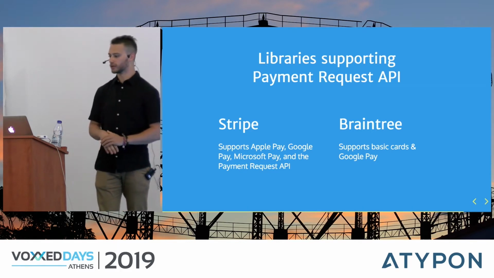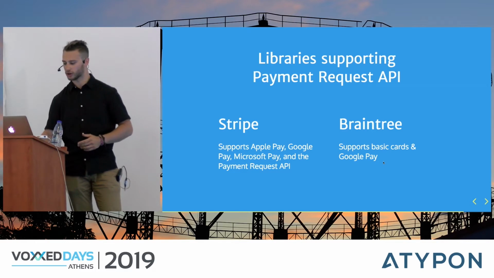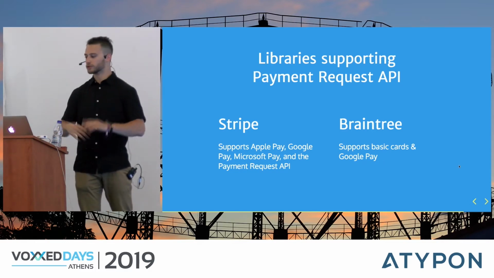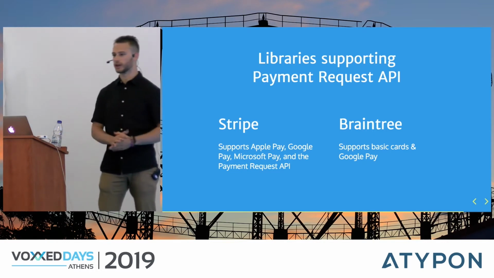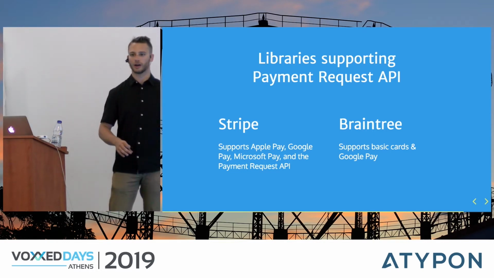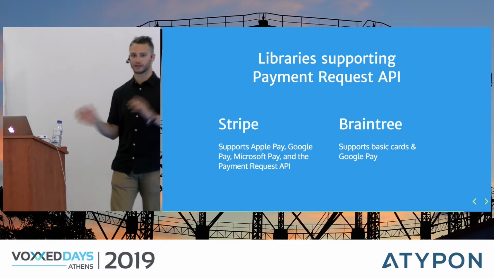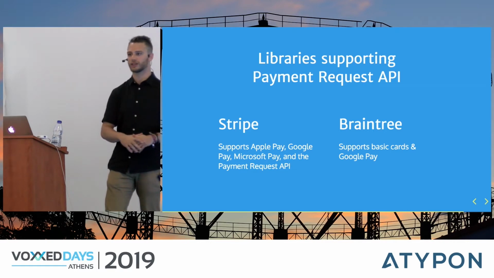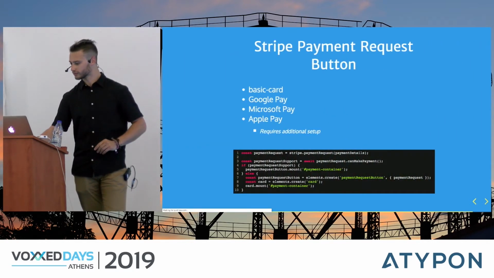Braintree supports the basic cards. I guess when I put payment request API, I meant basic cards. Braintree will support all of those as well. And again, Stripe and Braintree are payment processing companies, so they're the ones that are doing this processing. So if you're using basic card with Stripe or with Braintree, you don't have to worry about handling the credit card data. This library takes care of everything for you.